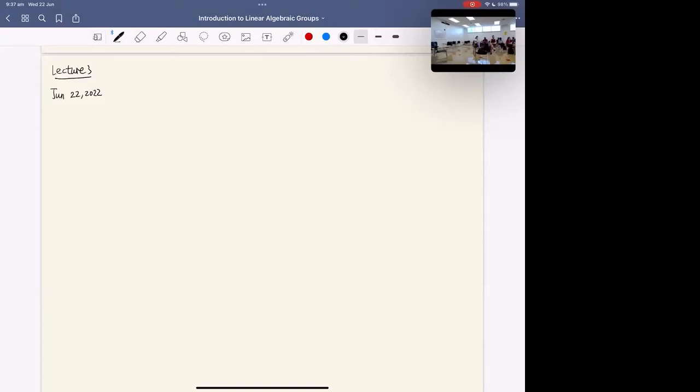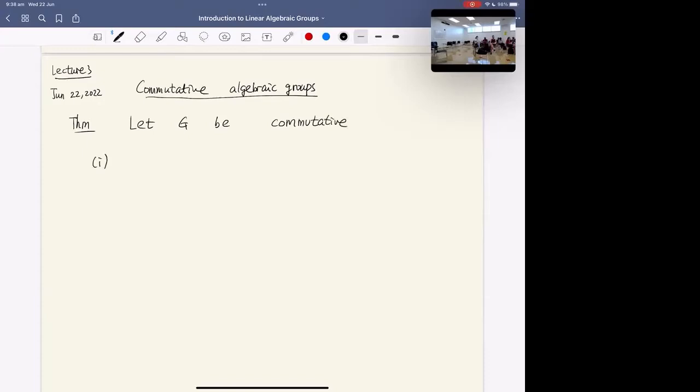Okay, so today we wanted to first discuss commutative algebraic groups. These are just linear algebraic groups which are commutative as abstract abelian groups. So now G is a commutative linear algebraic group. As always, G will be a linear algebraic group, and I just say that G is commutative.